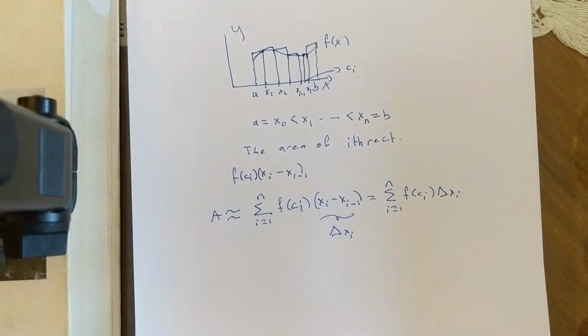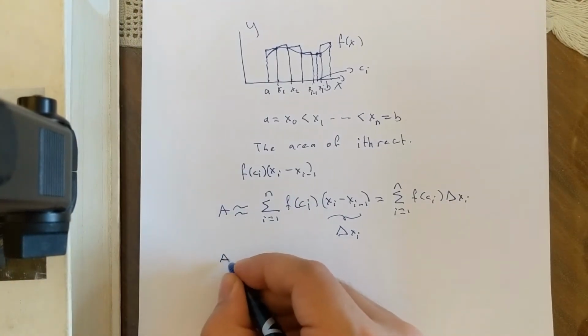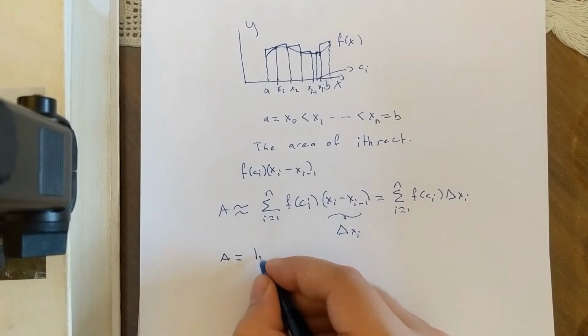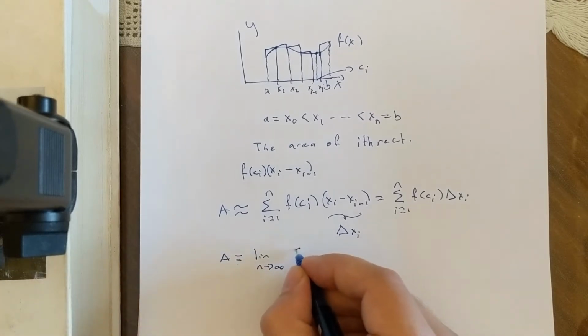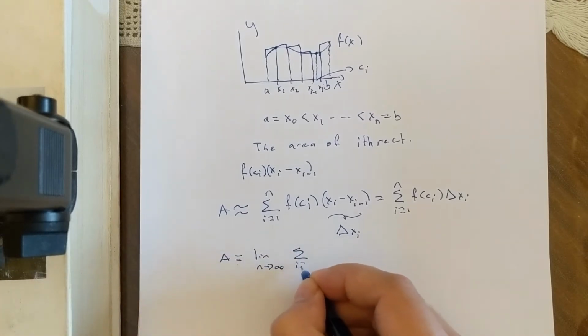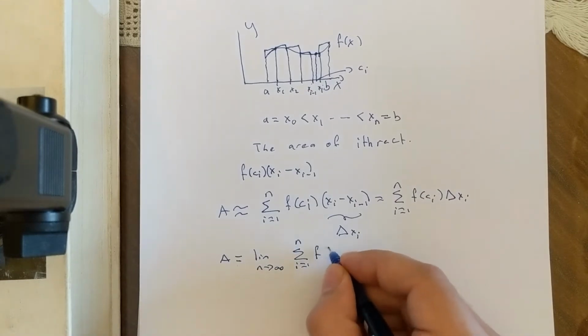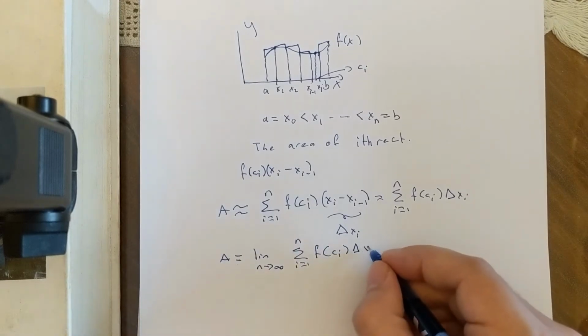Okay, so the idea here is that we would expect, if the limit exists, of course, this to be the limit as n goes to infinity of these guys, right? So if I do it with infinitely many rectangles, I would get exactly the area under the curve, okay?